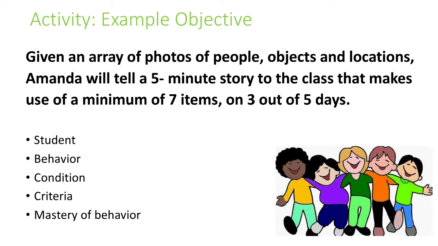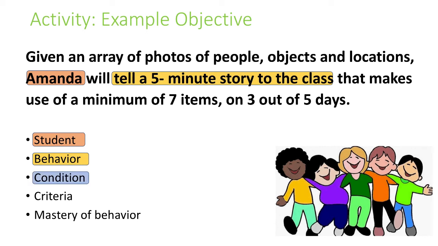Now, let's take a look at the good example. My example is here. Given an array of photos of people, objects, and locations, Amanda will tell a 5-minute story to a class that makes use of a minimum of 7 items on 3 out of 5 days. I have student in orange, student Amanda, right? And then behavior in yellow, it goes here, right? Tell a 5-minute story to a class.